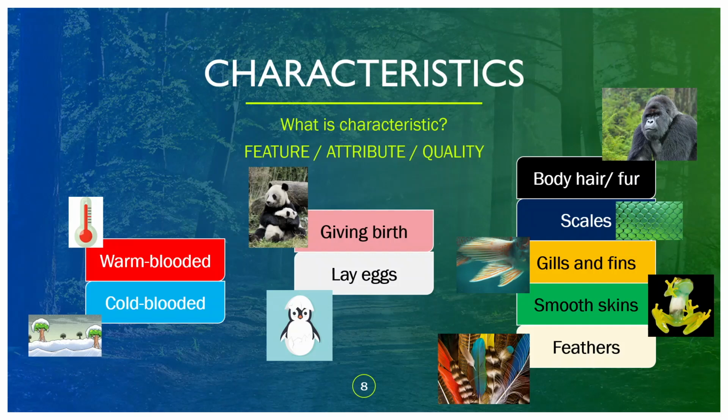Okay, now we can conclude about the characteristics of the animals. There are six animals, and all these are the characteristics of them. So which characteristic is for which group? That is what we are starting now. I will show you which characteristic is for which group.